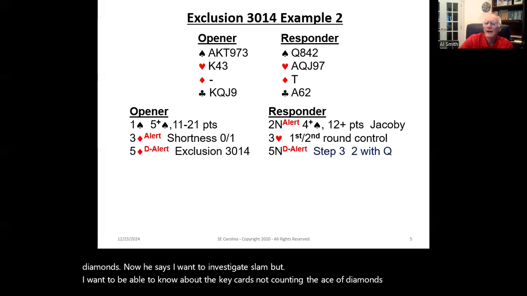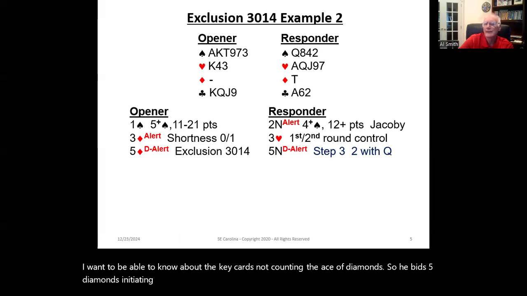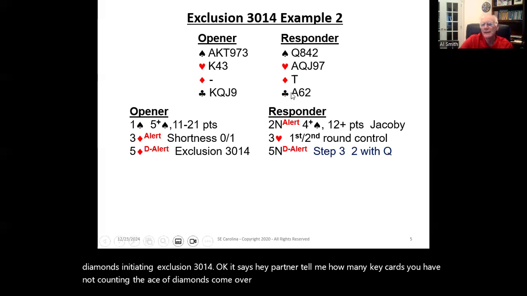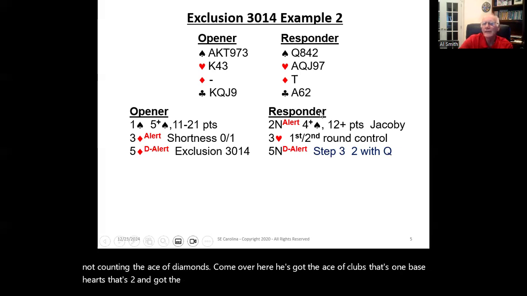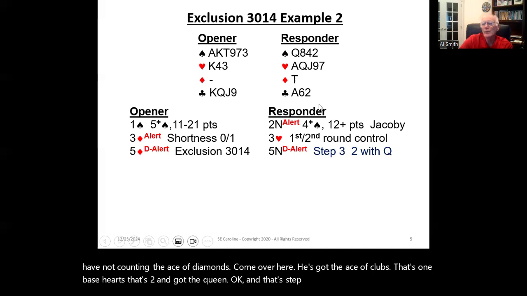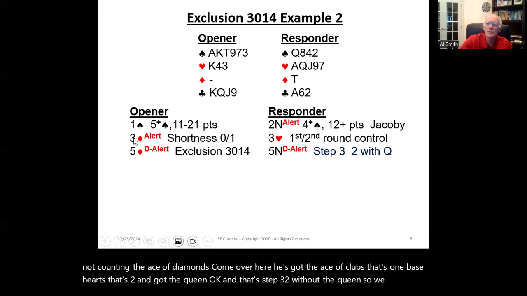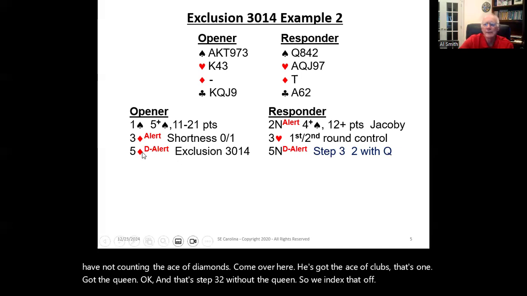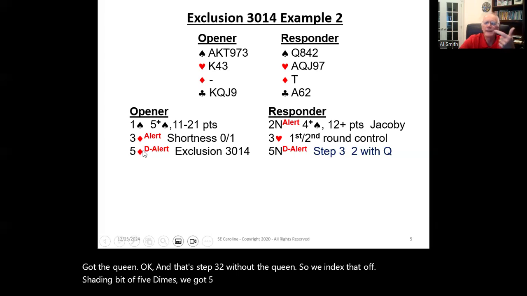So he bids five diamonds, initiating exclusion Key Card Blackwood. Okay, it says, hey, partner, tell me how many key cards you have, not counting the ace of diamonds. So come over here, and he's got the ace of clubs, that's one, got the ace of hearts, that's two, and he's got the queen. Okay, and that's step 3, 2 with the queen. So we index that off of the initiating bid of five diamonds. We got five hearts, five spades, five no trumps.